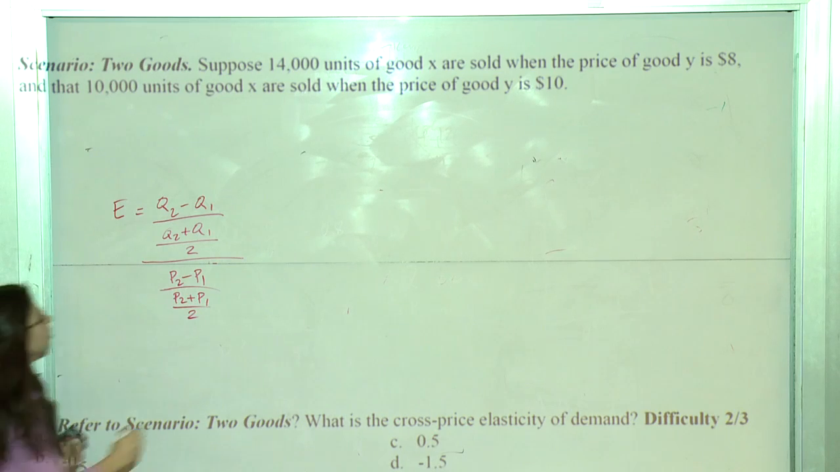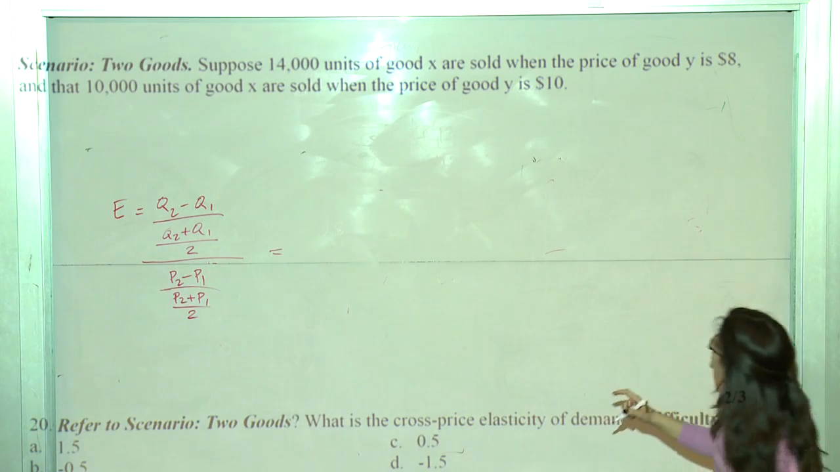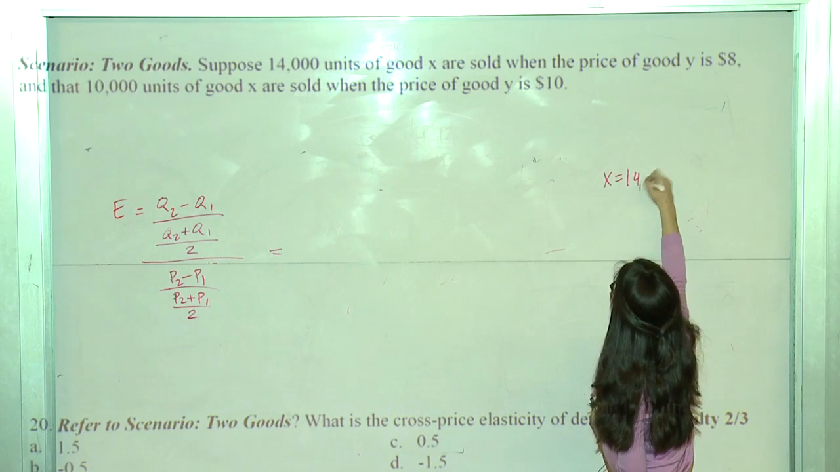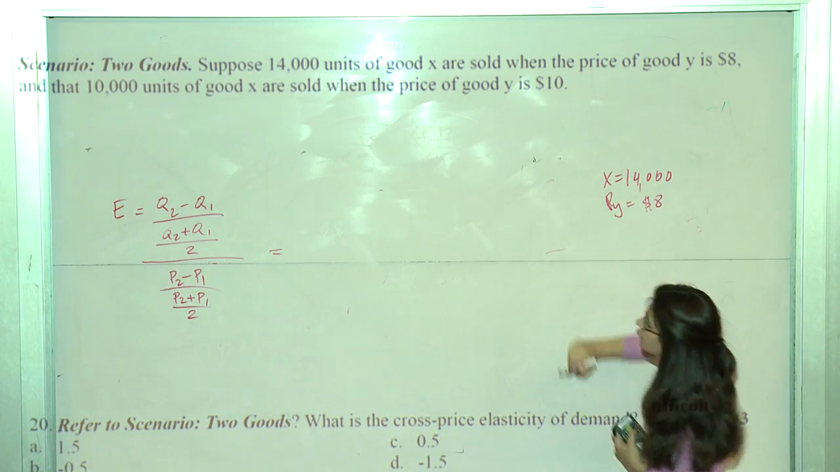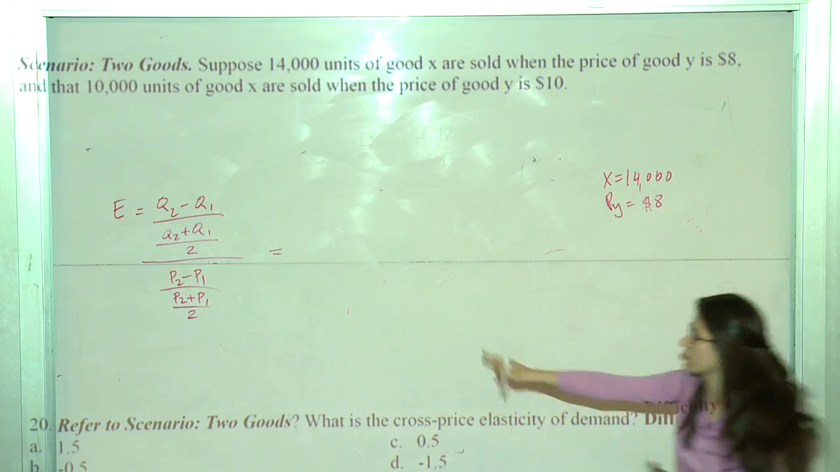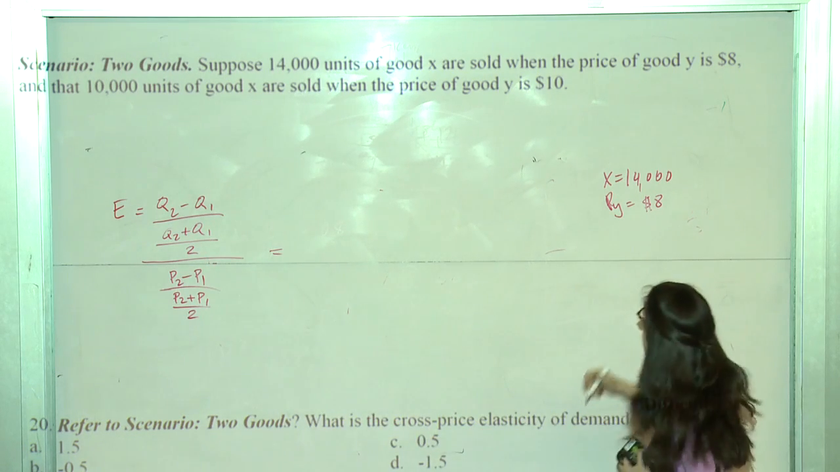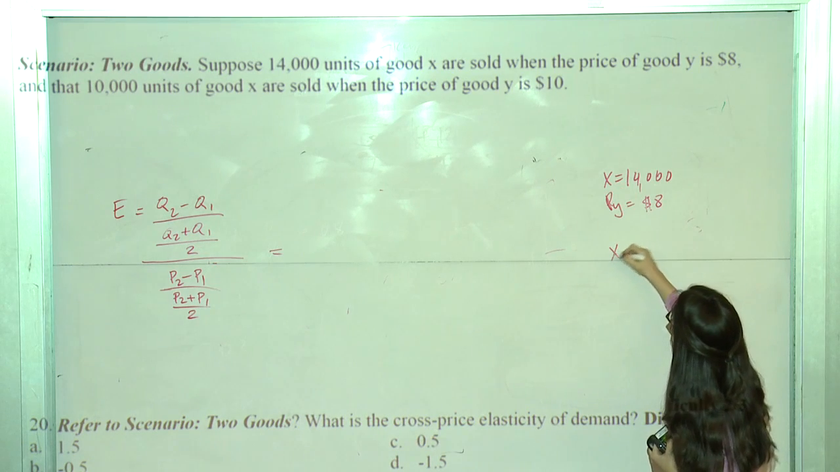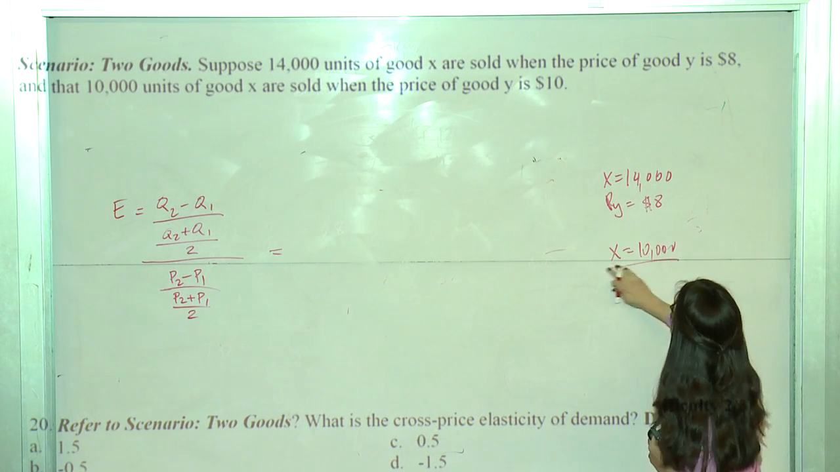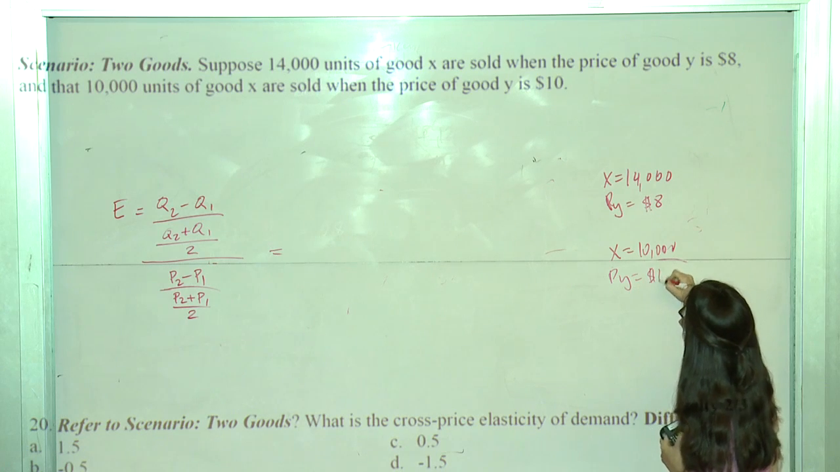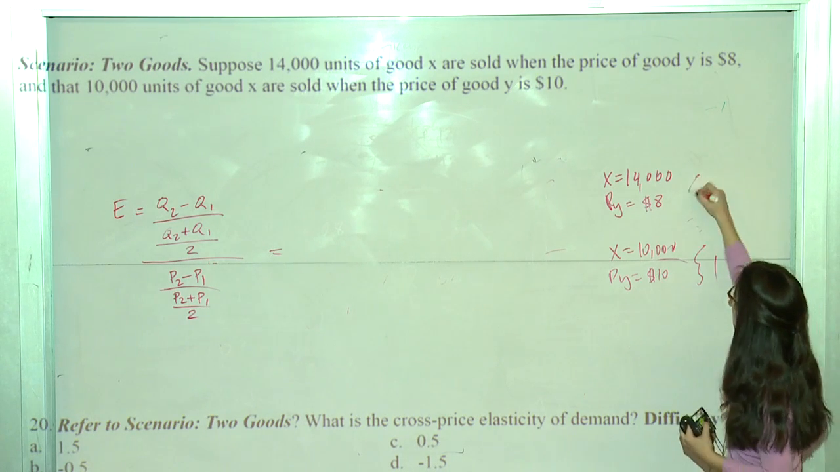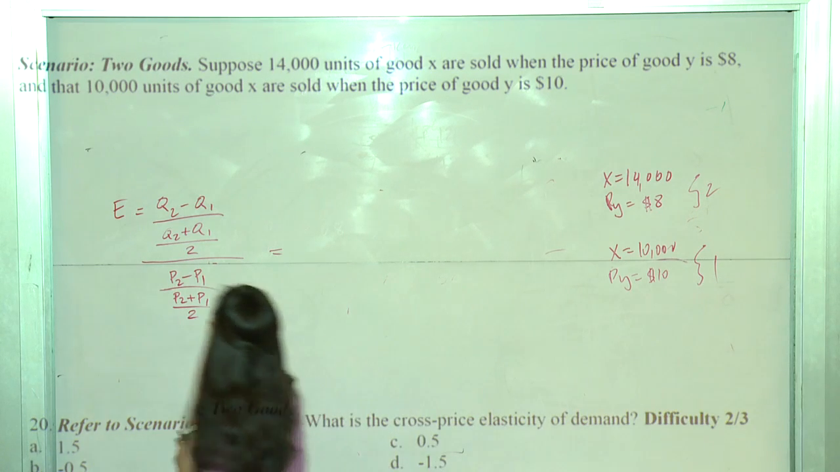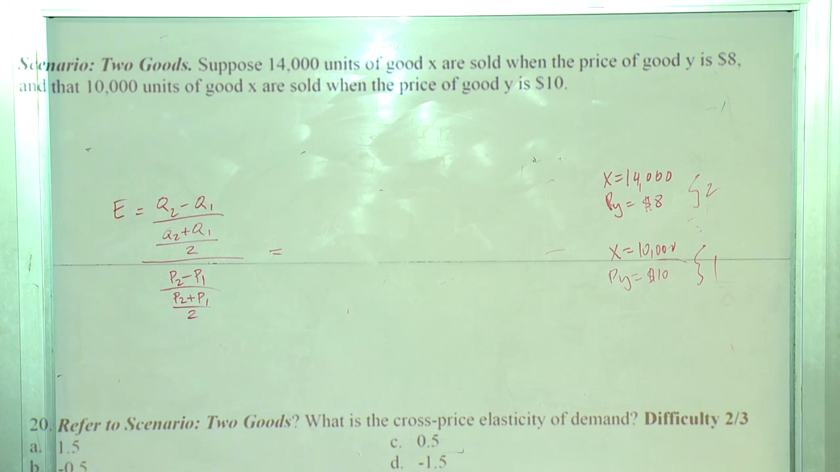Okay? So let's say we take X equals 14,000, PY equals 8 as the two quantity and the two price. In other words, the variables here indexed by 2. And we take the other one, X equals 10,000 and PY equals $10 as the quantities and prices indexed by 1. Just so we're all clear when we're filling in this formula. So this is those indexed by 1, this is those indexed by 2. Then we have all the information we need to find the cross-price elasticity.